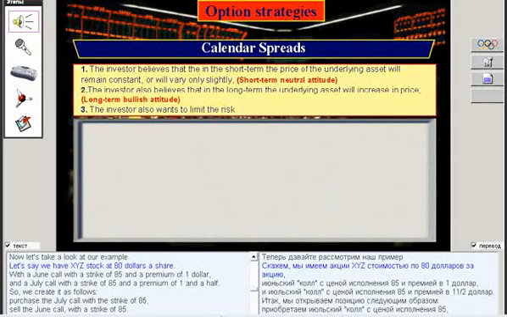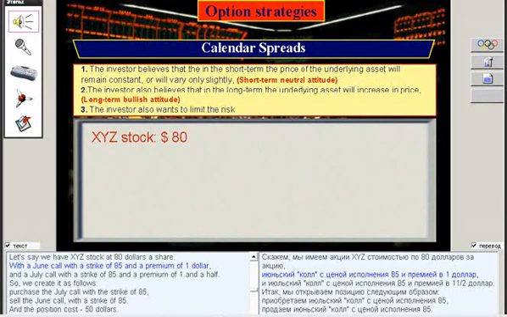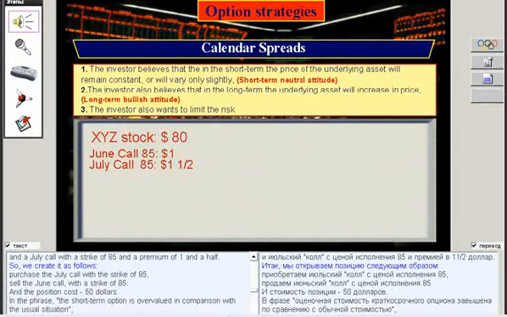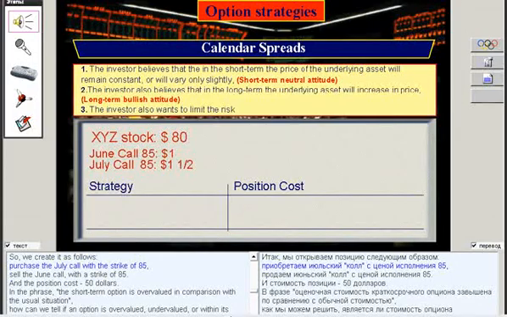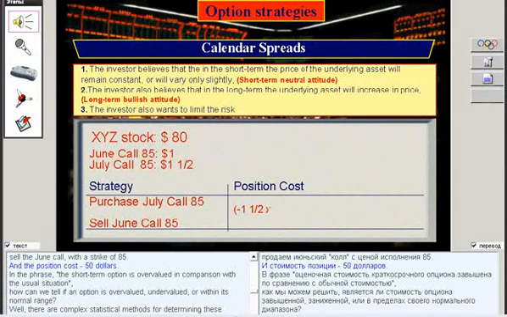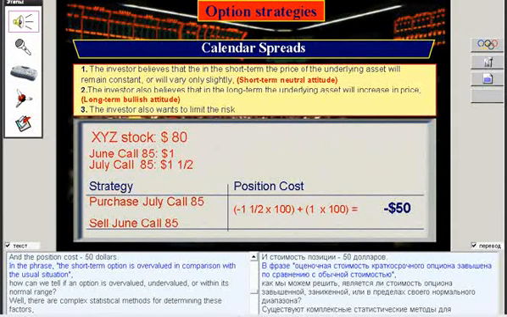Now, let's take a look at our example. Let's say we have XYZ stock at $80 a share. There's a June call with a strike of 85 and a premium of $1, and a July call with a strike of 85 and a premium of 1.5. So we create it as follows. Purchase the July call with a strike of 85, sell the June call with a strike of 85, and the position cost, $50.